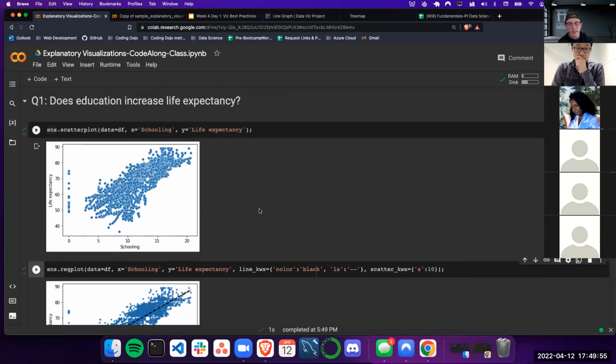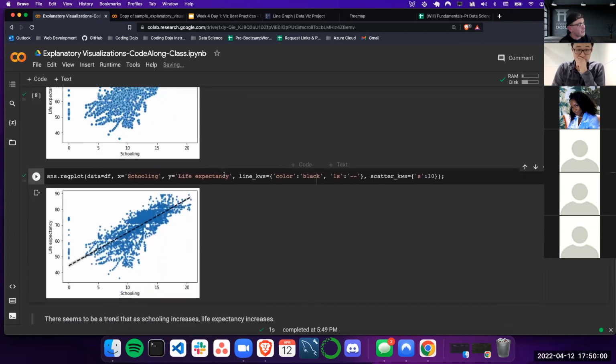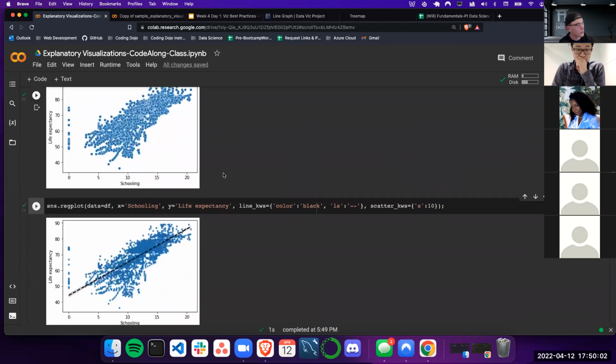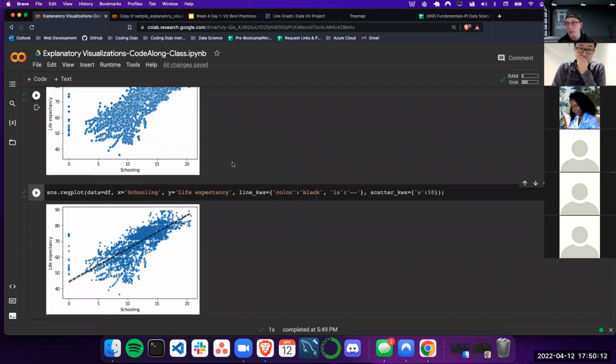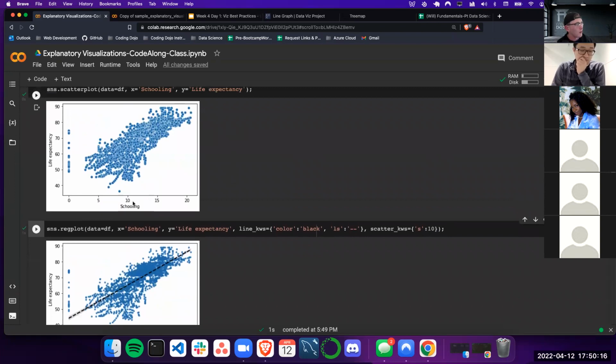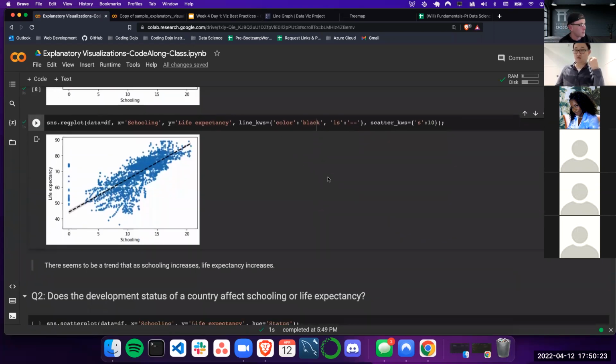So this is a great example of explaining or having this solid question. And if your board were saying, we have this fund and we have this money and we want to raise the life expectancy of developing countries, what are some tools? What are some things we can do? This would be a great chart, right? To show, hey, there is a positive correlation. It seems like when schooling increases, absolutely, so does life expectancy.